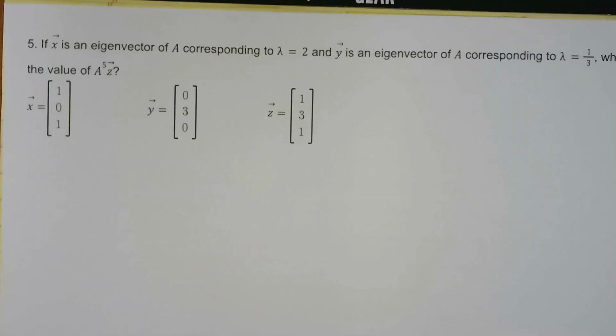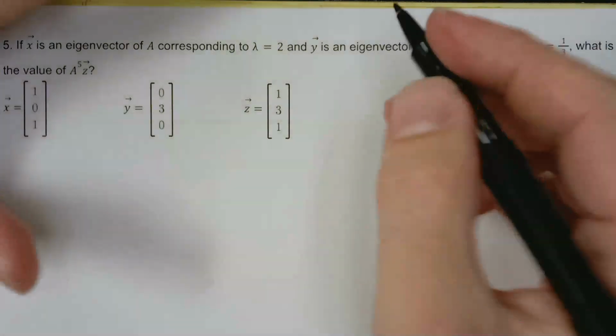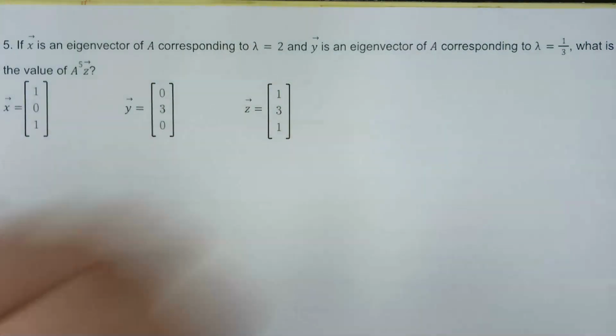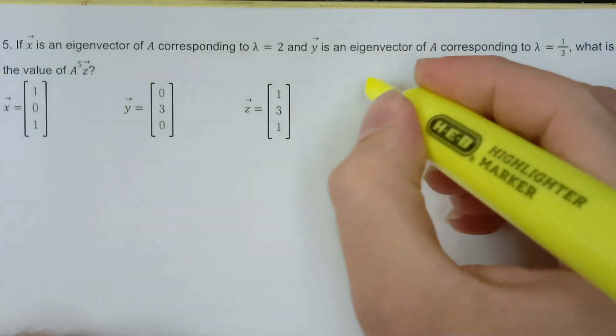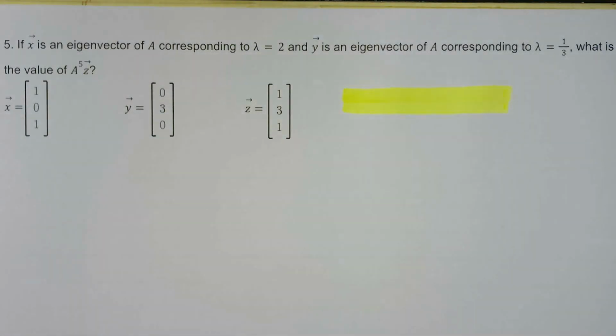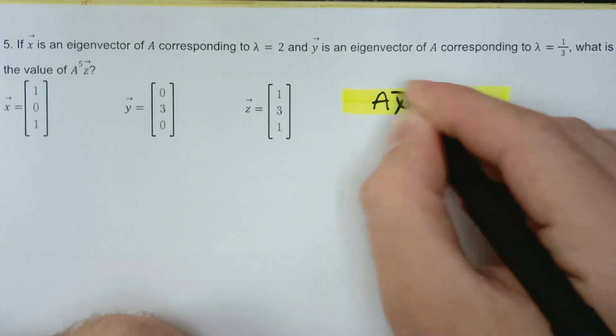This problem set, oh, this is a little different. This is one that I didn't put on there because I put it on a quiz or anything. I thought it was good algebra. So if x is an eigenvector of A, and you don't know A, corresponding to lambda equals 2, I'm going to start off with that. I know that means that Ax equals 2x, for sure. So Ax equals 2x.